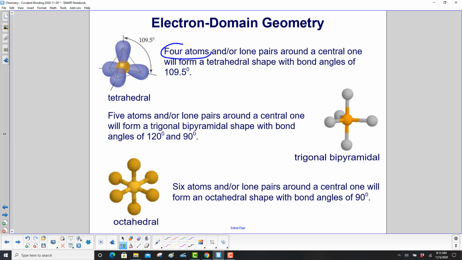If you have 4 atoms and/or lone pairs around the central one, you have a tetrahedral shape with bond angles of 109.5 degrees. Looks like a little pyramid there, doesn't it? 5 atoms and/or lone pairs around the central one will form a trigonal bipyramidal shape with bond angles of 120 degrees and 90 degrees. 6 atoms and/or lone pairs around the central one will form an octahedral shape with bond angles of 90 degrees. A whole bunch of right angles over there.